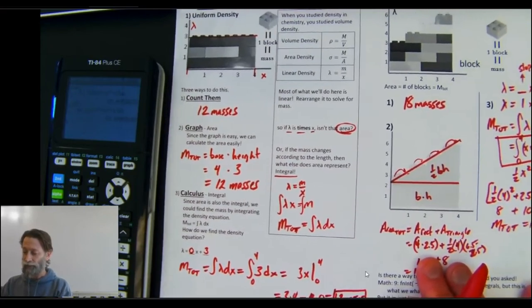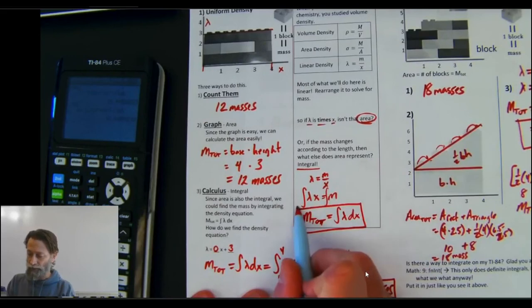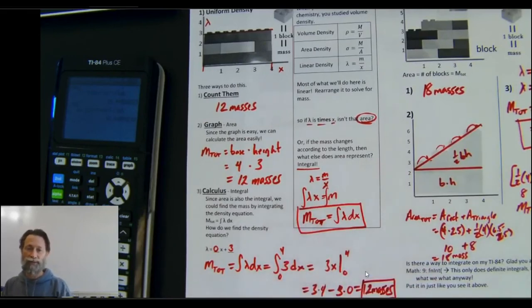And then lastly, one of the key ideas is that the mass is the integral of the line density with respect to position. The integral of the line density with respect to position.